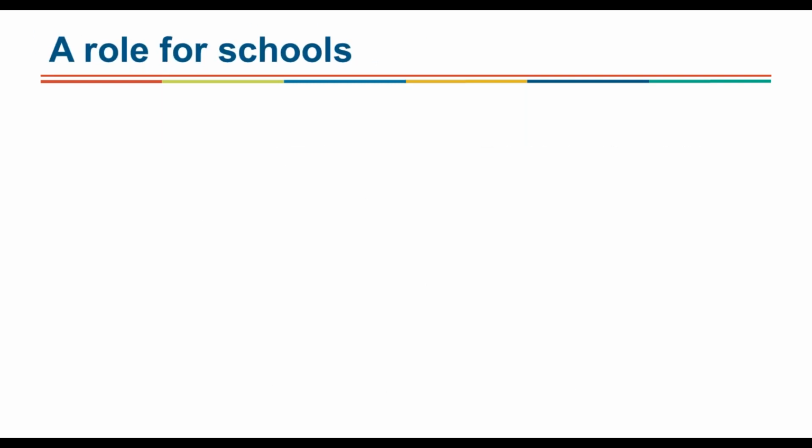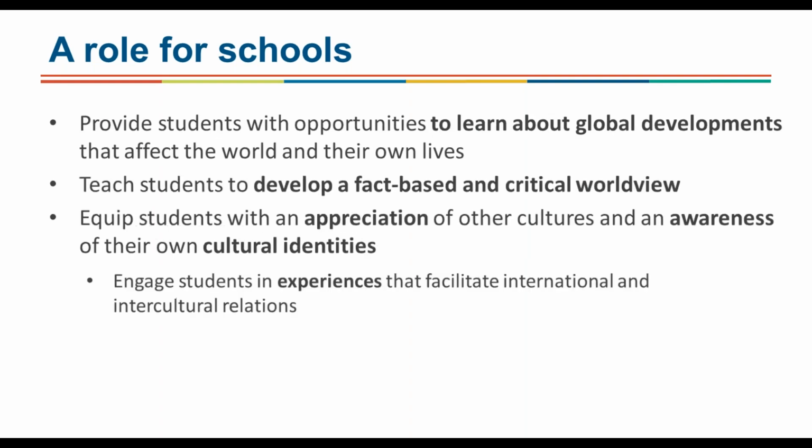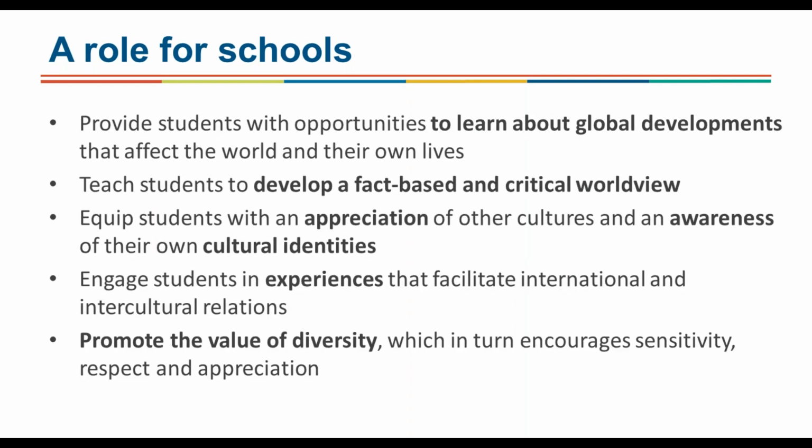So what role do schools have in promoting global competence? Schools are really the first area in which children have the opportunity to experience the diversity of society. And so they provide students with opportunities to learn about global developments and how these affect the world and their own lives. It can teach students to develop a fact-based and critical worldview.